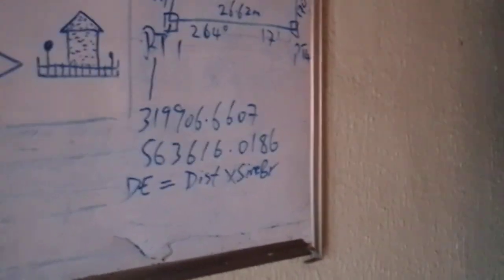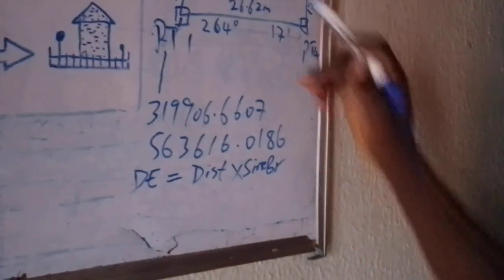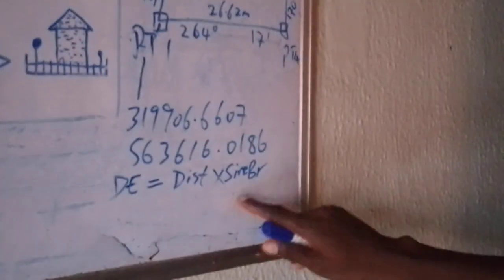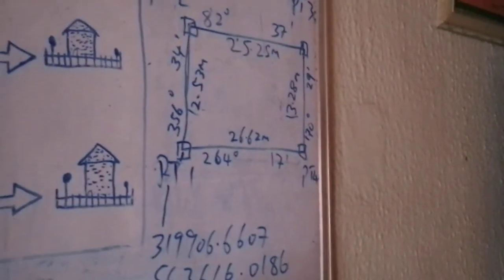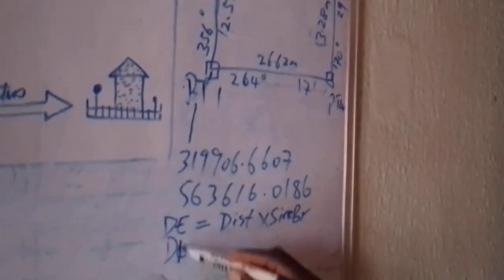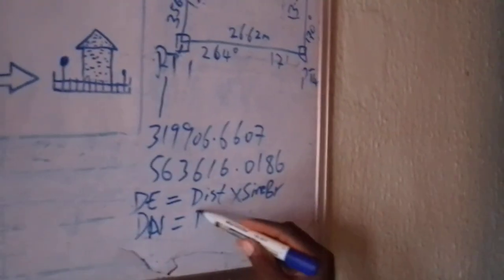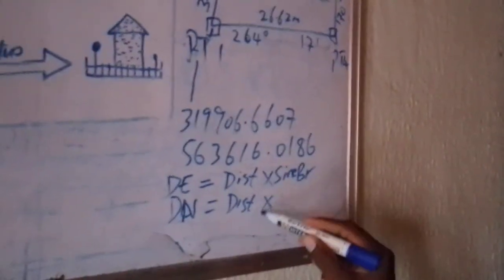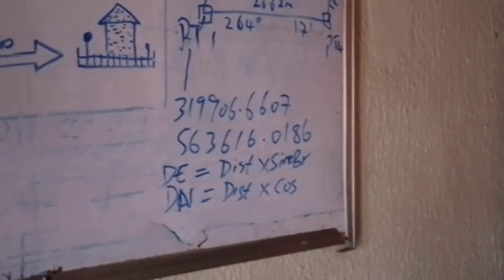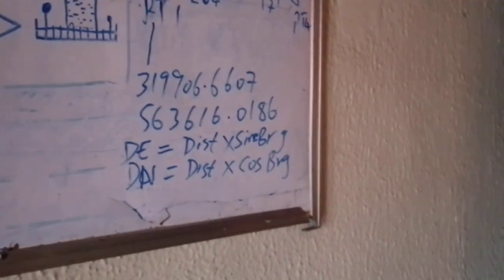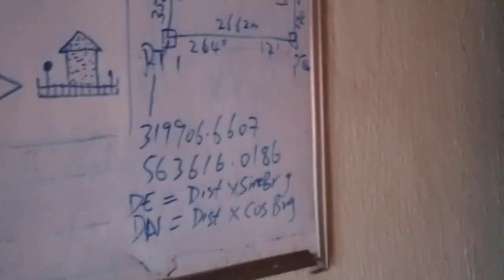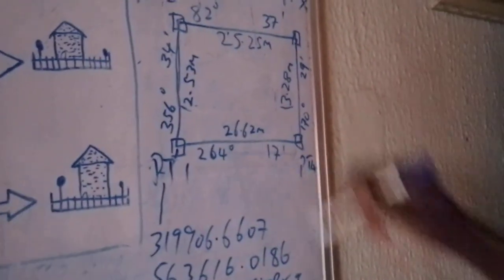Remember that the wise men saw a sign in the east. That's what I use to remember this formula. So distance times sine of the bearing. This is the bearing here. And delta northing is equal to distance times the cosine of the bearing. Do you understand?